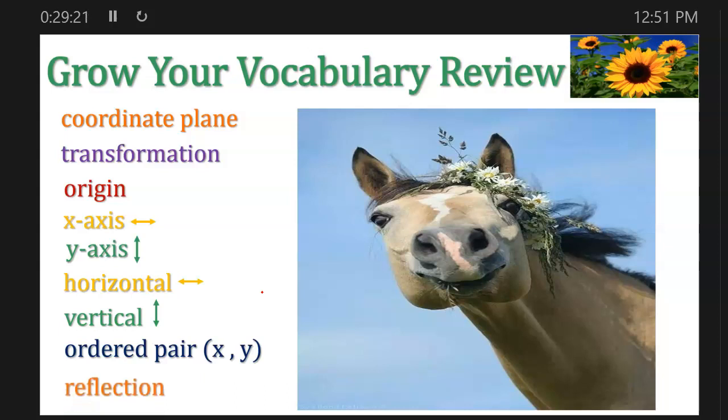And a reflection is a type of rigid transformation in which we flip a shape over a line of reflection, which can be any line on our coordinate plane. However, we are using the x and y axis for these particular rules.